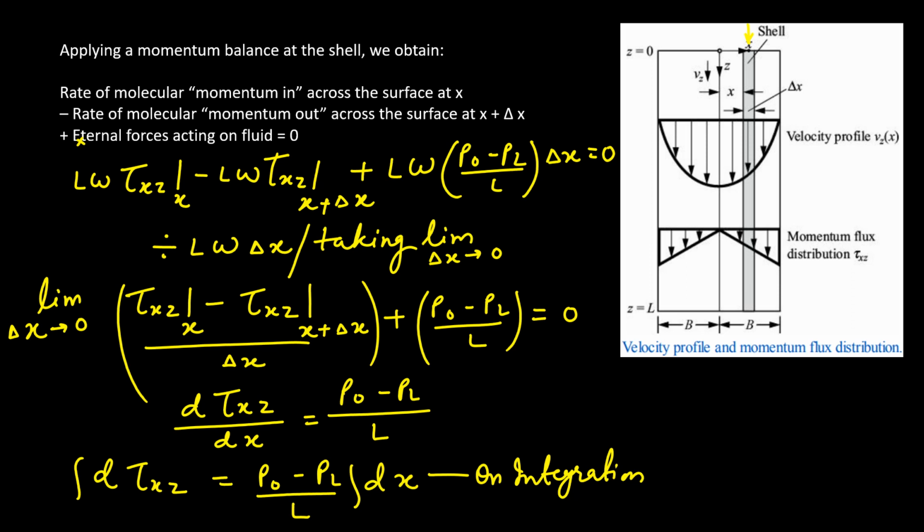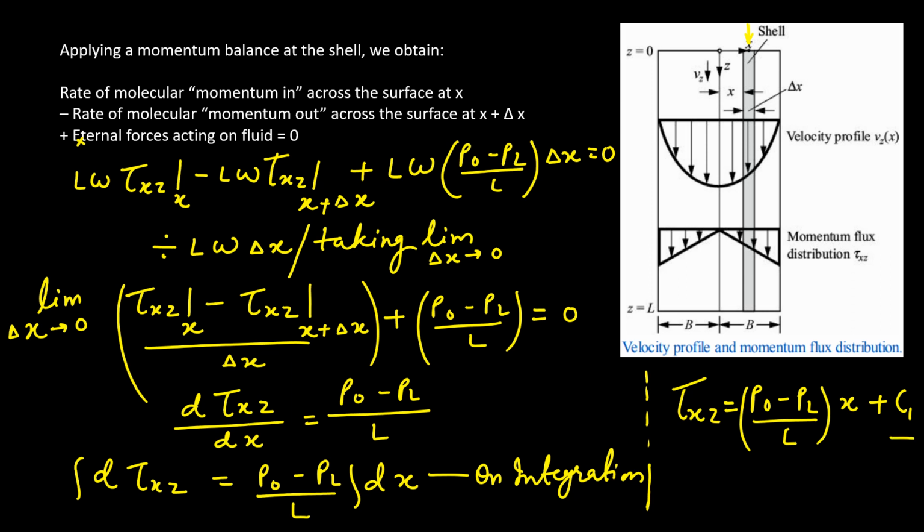So what we get here? Tau xz equals to P naught minus PL upon L into x plus C1.